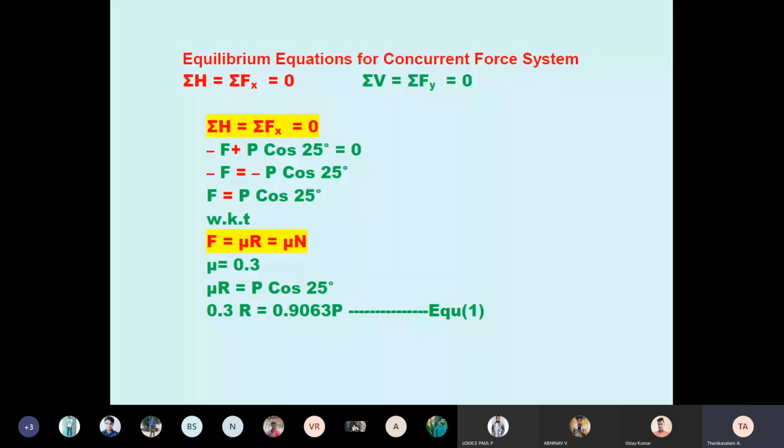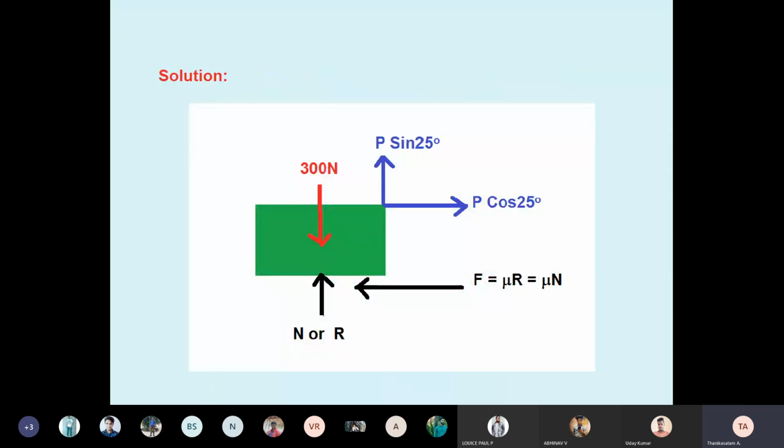Okay. Any questions, students? Anyone have a doubt? Anyone? Arun Kumar, do you understand?